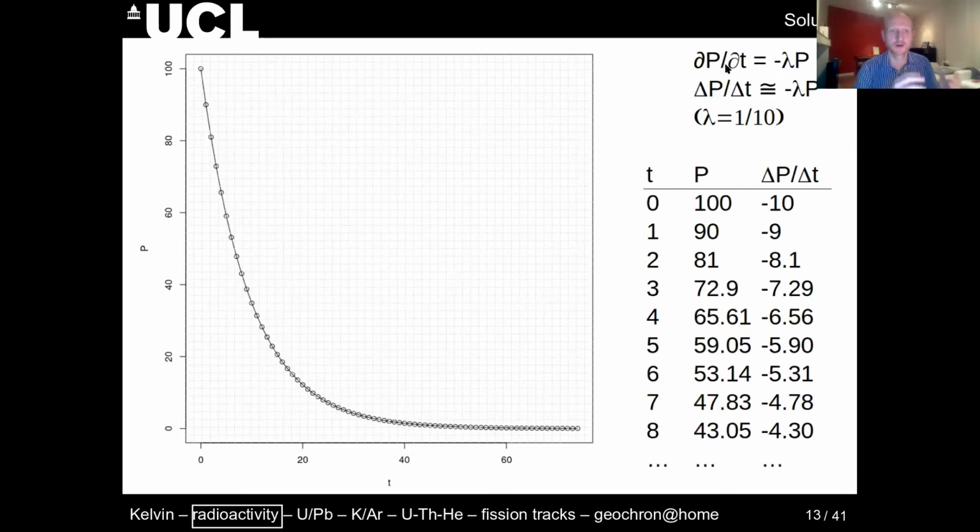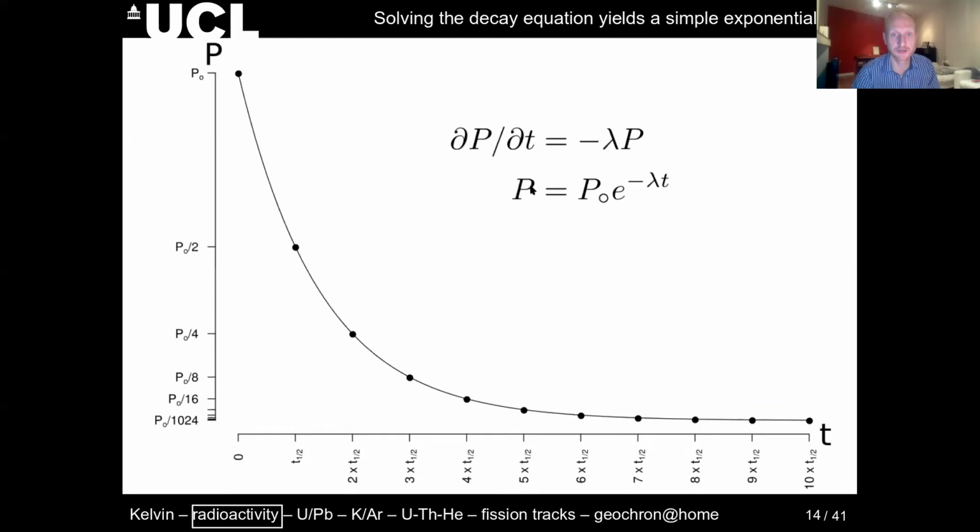So differential equations are functions that have derivatives in them and that have a function as a solution. You don't have a number as a solution, you have a function as a solution. And the function that is the solution to this differential equation is an exponential function. So here is a general form of that solution. The amount of parent that survives in our radioactive material is given by the initial amount of parent, we call that P0, times this exponential factor, which has a decay constant in it and time.